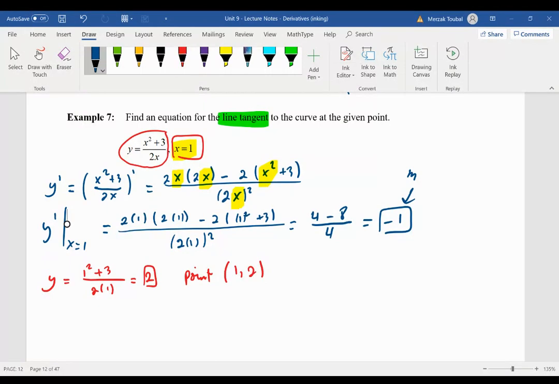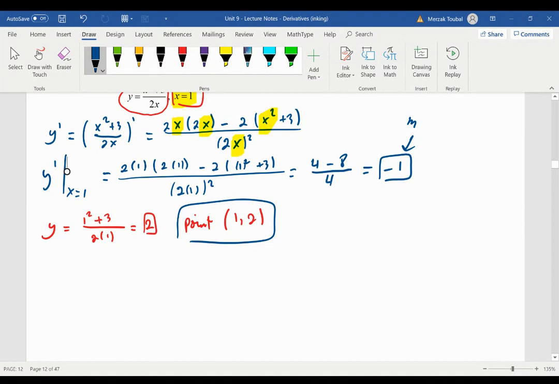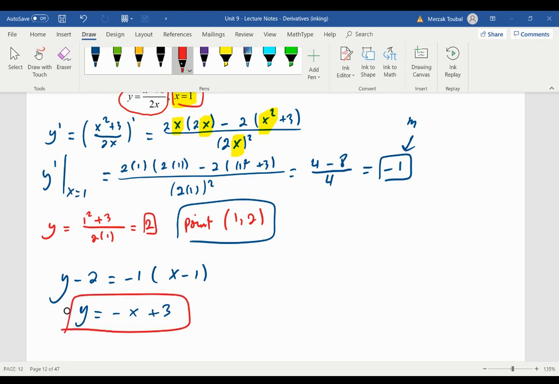Now we have our point, we have our slope, so we can write the equation of the tangent line. So the tangent line equation will be y minus 2 equals the slope, which is negative 1, times x minus 1. We can keep it as is, or we can simplify it. So y equals negative x plus 1 plus 2, which is negative x plus 3. And that's the equation of the tangent line.